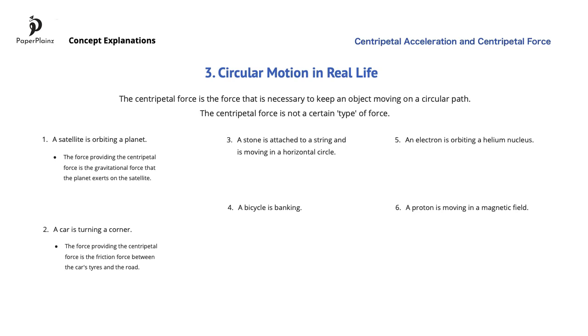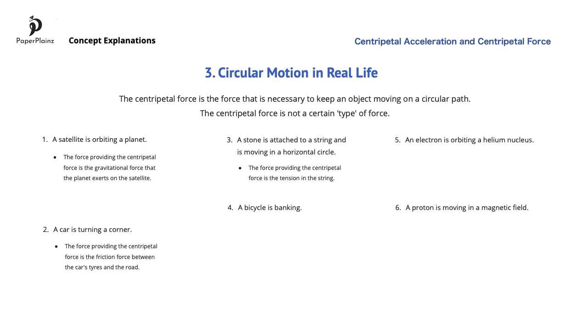In example 3, a stone is attached to a string and is made to move around in a horizontal circle. The stone is able to move on a circular path because the string is continually pulling it towards the center of the circle. A more formal way to say this is that the force providing the centripetal force is the tension in the string.